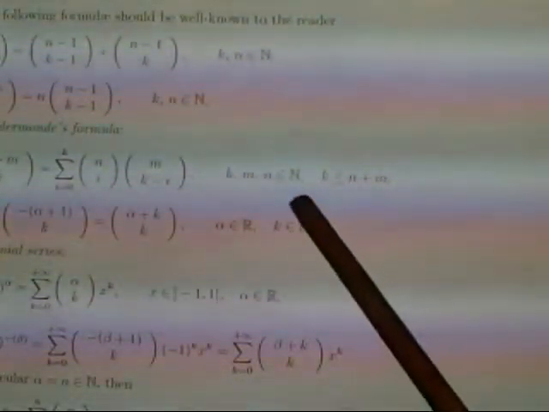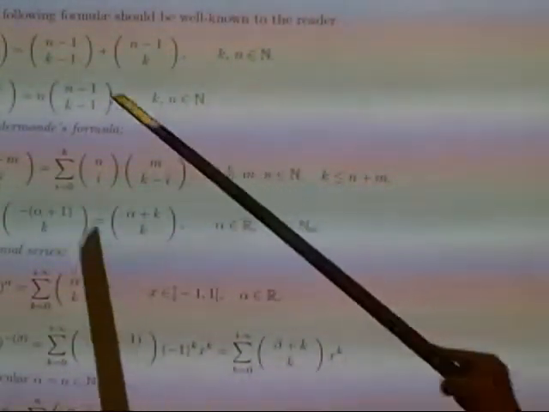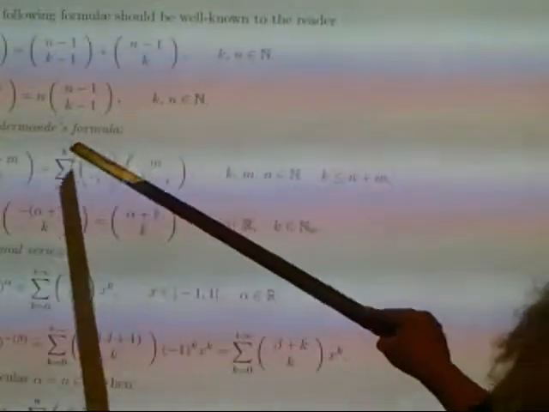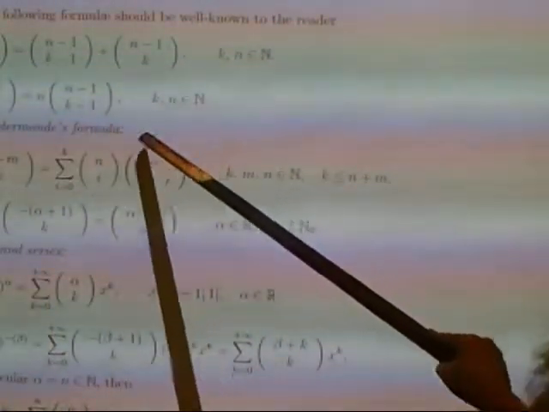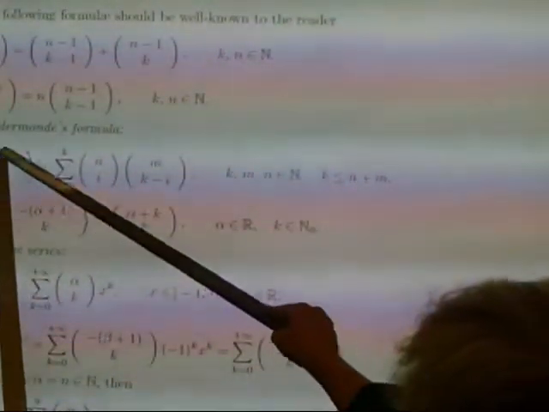So therefore, we write down the equation for n k. This is for the binomial series. We write down the equation for the binomial series. So the binomial series will be given by this formula.